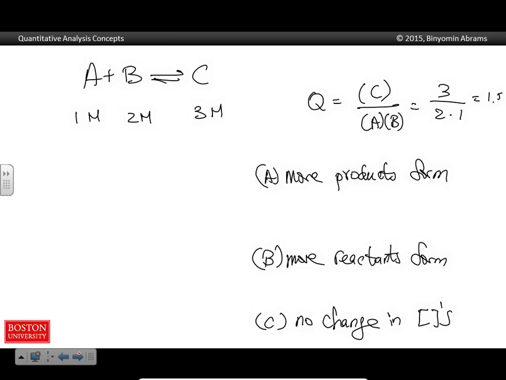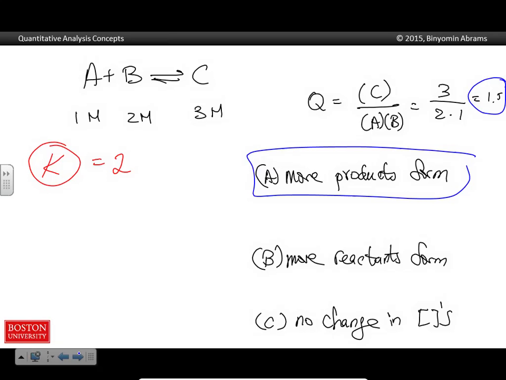So the measure of the ratio of C, B, and A that's going to exist when this reaction reaches equilibrium is a fixed ratio, and that's called K, or the equilibrium constant. Let's pick a number. Let's say K is equal to 2. What that means is that at equilibrium, the ratio of C over B times A is going to be 2. No matter what the concentrations are, it will always be 2. So in the case that we were talking about above, where we have a Q of 1.5, Q is too small, meaning we don't have enough products, so more products will form.